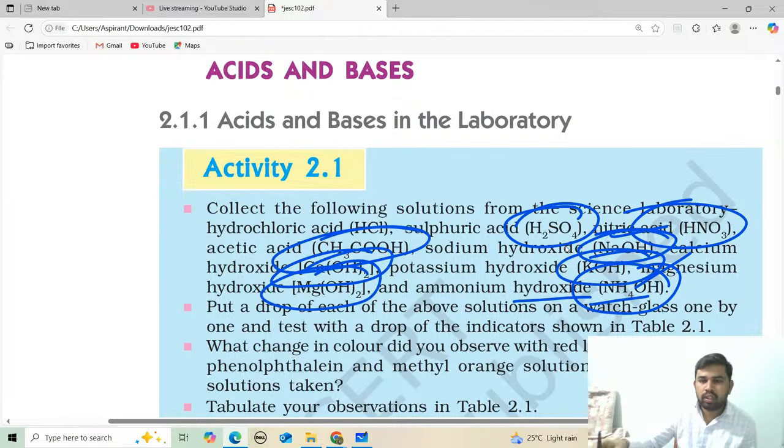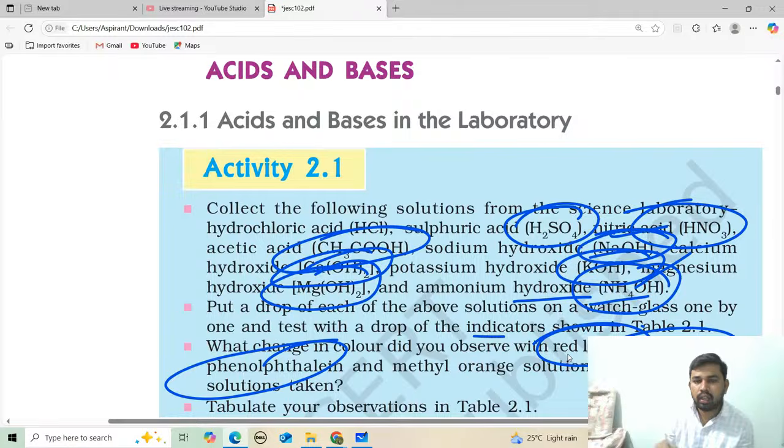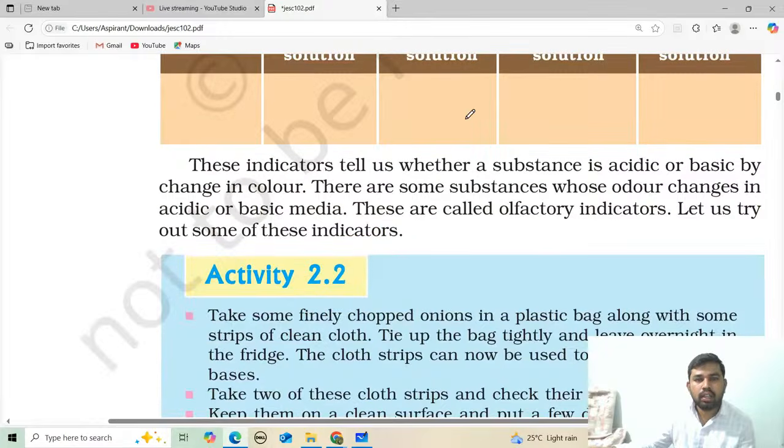They have given these here, and put a drop of each of the above solutions on the watch glass one by one and test with a drop of indicator as shown in table 2.1. What change in color did you observe with the red litmus? They are asking you to find out the color of red litmus, blue litmus, phenolphthalein and methyl orange solutions for each solution taken. Then after that they have given this table, and these indicators tell us whether a substance is acidic. We know very well about indicators and how they work.